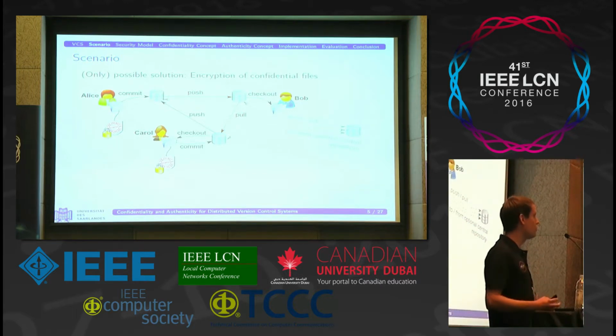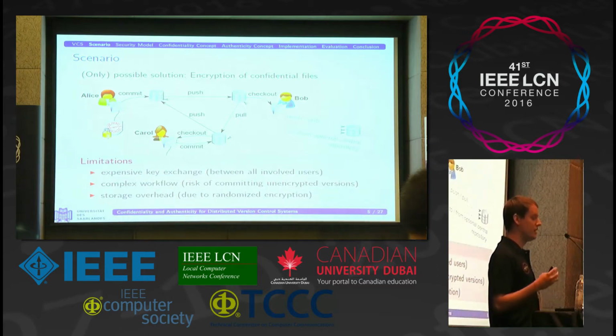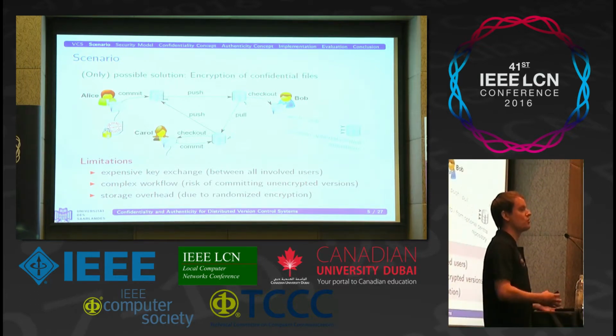So the only meaningful solution would be to encrypt the data in some way so that only authorized users can decrypt them. But unless we have explicit support for that by the VCS, this would be somehow limited. The users would have to do the key exchange manually. The workflows would get more complex, and the users would have to ensure that they never ever commit unencrypted data to their repository by accident.